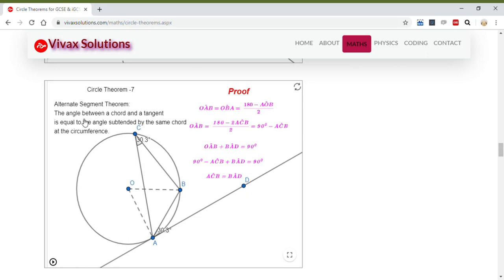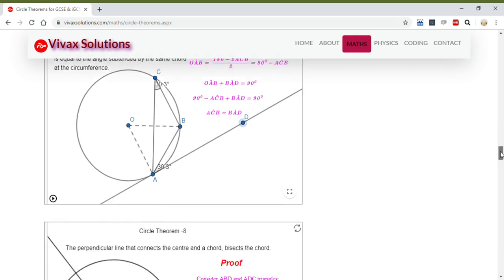Theorem 7 is also called the alternate segment theorem. It says the angle between a chord and a tangent is equal to the angle in the opposite segment. You can see even if I move the point, the angle remains the same. So this is the alternate segment theorem. I will move it here. You can see the angle remains the same. Now it changes back in the alternate segment and it's the same.